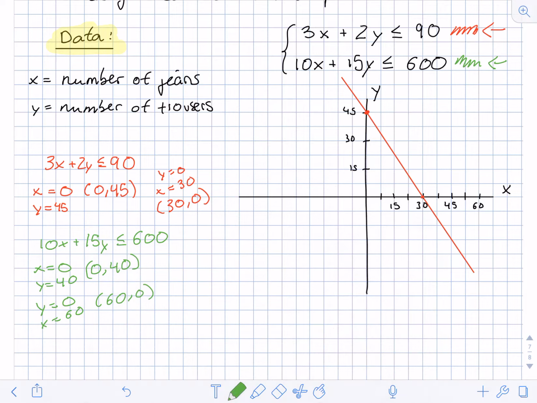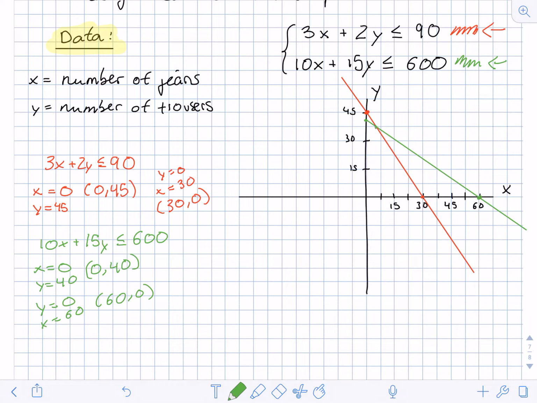And then with the green one, we have the point 0, 40. So we have 0, 40. So this point here is, okay, somewhere around here. So let's say here. And 60, 0, this one here. So we're going to pull it up together. And here. So now we got this point here.